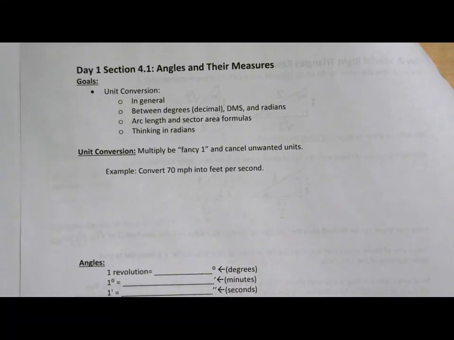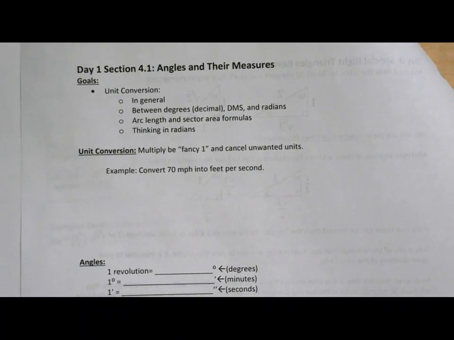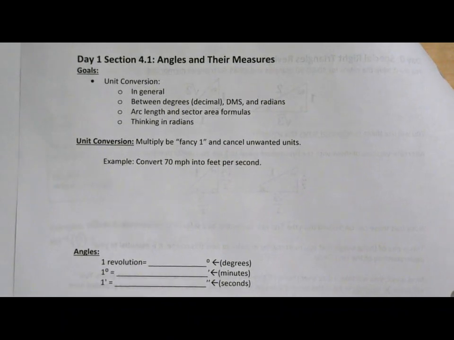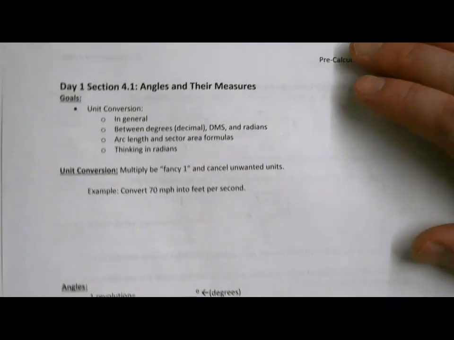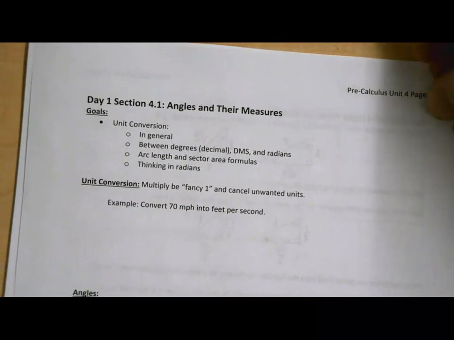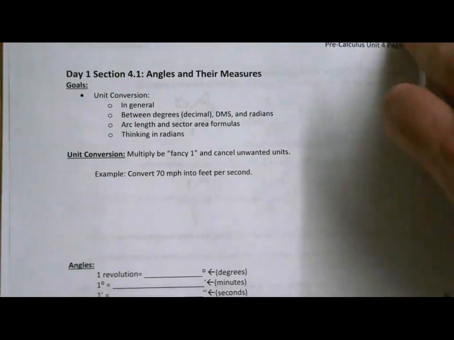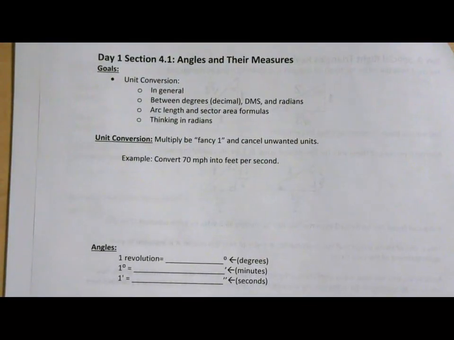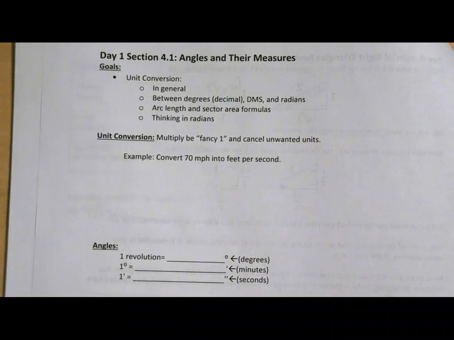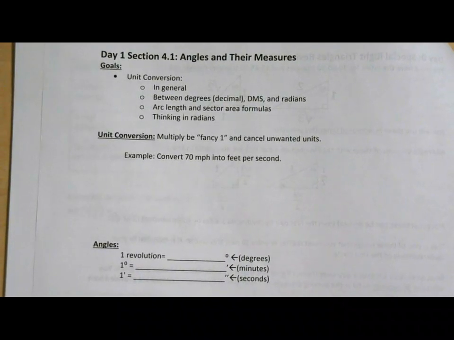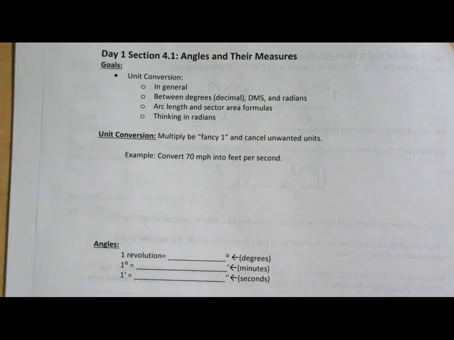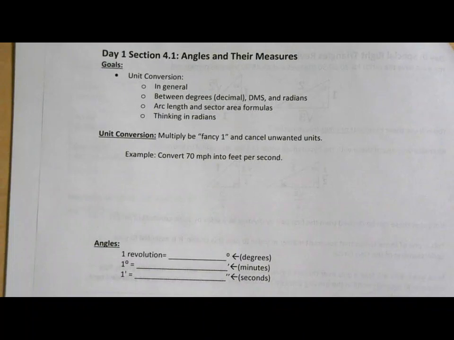All right. So getting into chapter 4. This first lesson is kind of a mishmash of different things. We're going to be talking about some general unit conversion. I'm going to show you my favorite way. There's many different ways of doing unit conversion. My favorite way to do it is by multiplying by fancy ones. It's the way that most science teachers teach it. It may look familiar to you from science class.